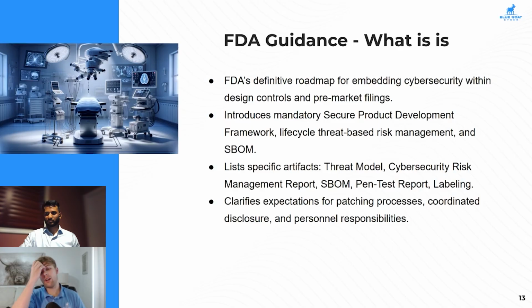Now, the FDA guidance talks about specific artifacts that need to be prepared when we're moving into that eSTAR submission. We're looking at the threat model, risk management report, software bill of materials, the pen test report, labeling, post-market management plans, our risk assessment. There's a lot that goes into an eSTAR submission, and the pre-market guidance is going to act as essentially the checklist to get through it all.